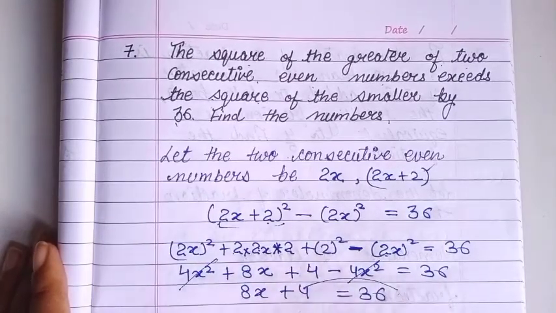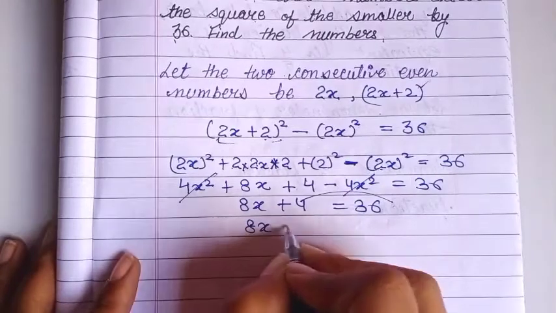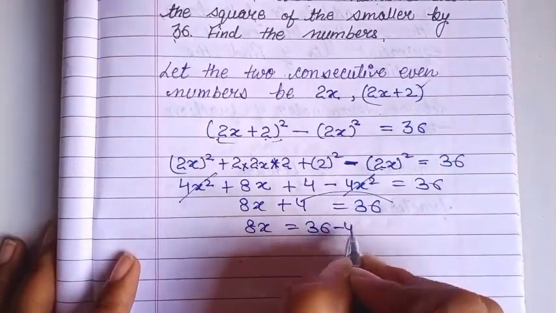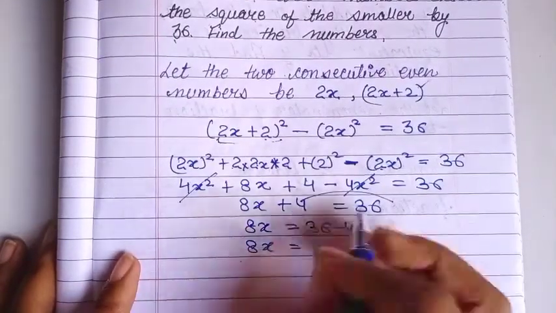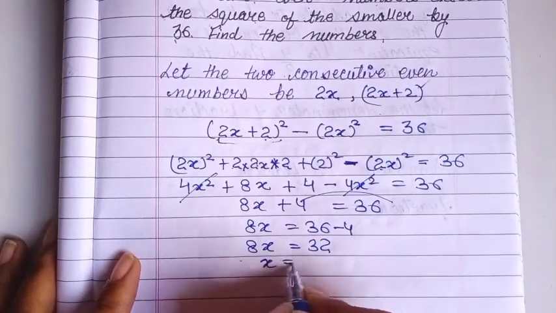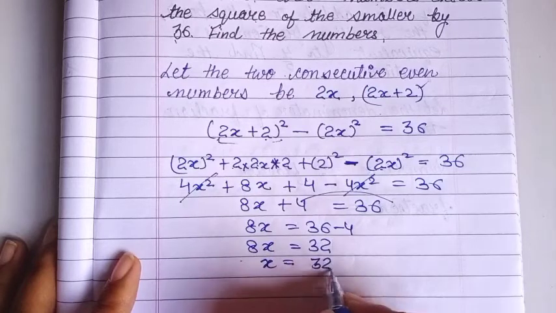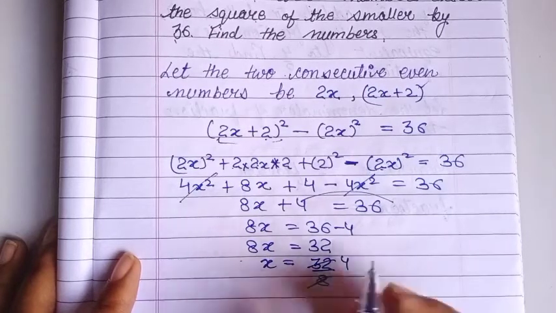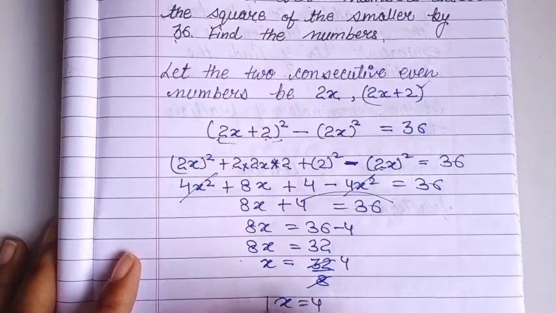Move this 4 to the other side. 8x is equal to 36 minus 4. 8x is equal to 32. 8x means 8 multiply x. So x is equal to 32 divided by 8. 8 4s are 32. So x is equal to 4.